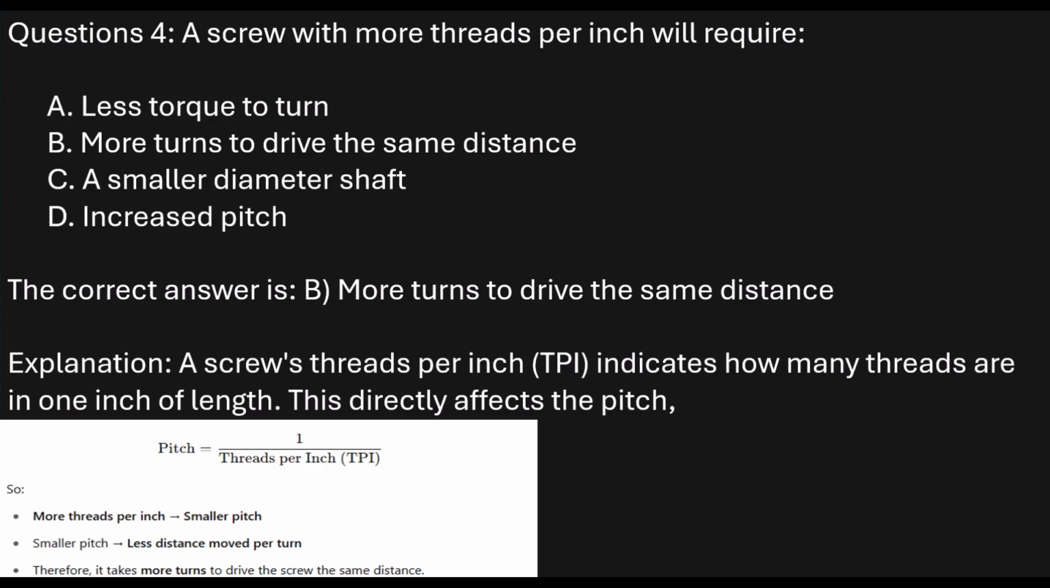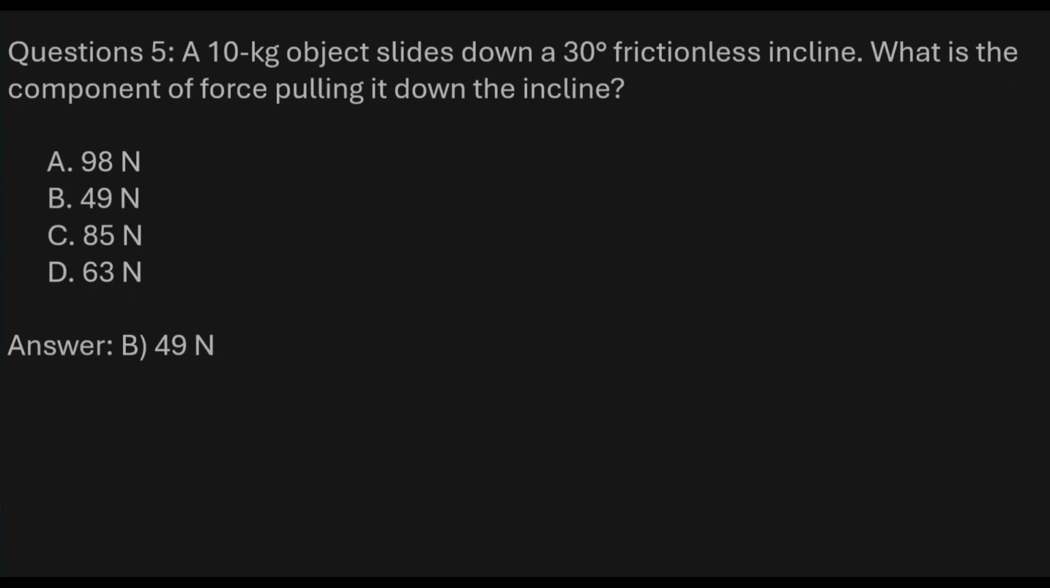Explanation: a screw's threads per inch, or TPI, indicate how many threads are in 1 inch of length. This directly affects the pitch. Pitch equals 1 over threads per inch. So here's the equation, and you will get the explanation here. And now let's come to another problem.